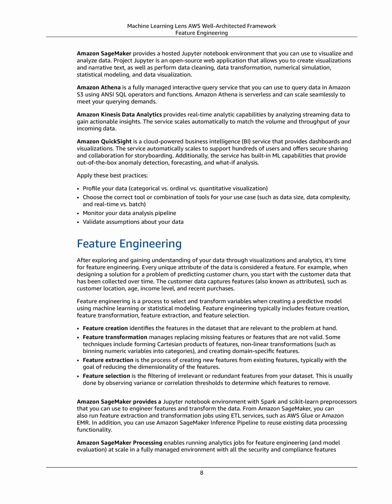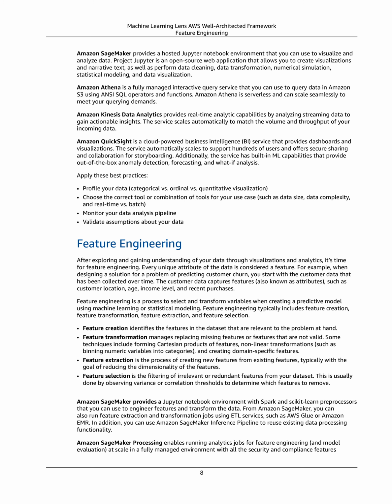Some techniques include forming Cartesian products of features, nonlinear transformations, such as binning numeric variables into categories, and creating domain-specific features. Feature extraction is the process of creating new features from existing features, typically with the goal of reducing the dimensionality of the features. Feature selection is the filtering of irrelevant or redundant features from your dataset. This is usually done by observing variance or correlation thresholds to determine which features to remove.